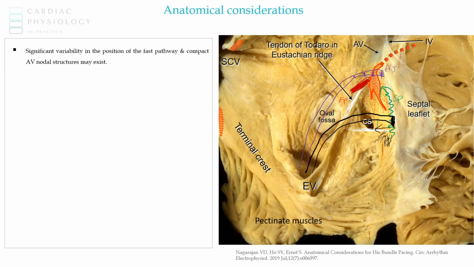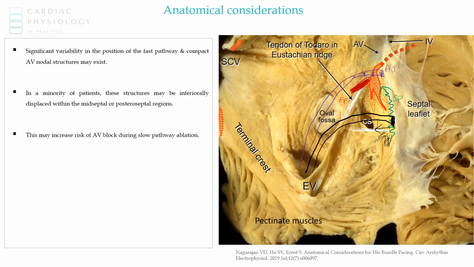But it's important to recognize that significant variability exists in the position of the fast pathway and compact AV node. So what this paper is actually showing is an inferiorly displaced compact AV node towards the coronary sinus ostium. And you can imagine that if your ablation catheter is slightly higher than the coronary sinus ostium here, you could inadvertently injure the compact AV node and affect the patient's AV nodal function.